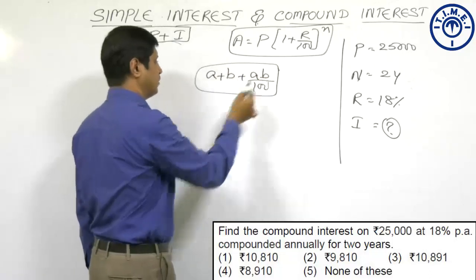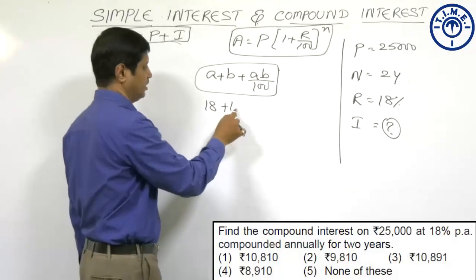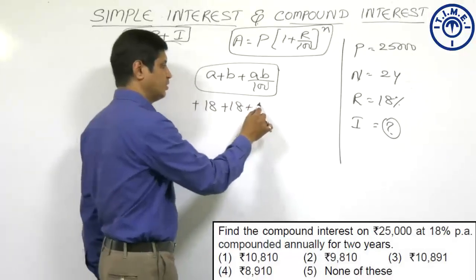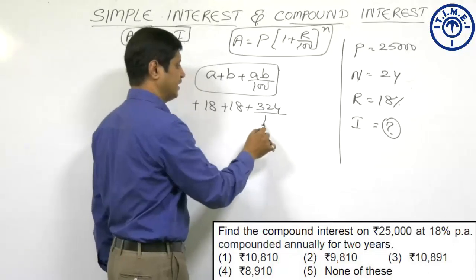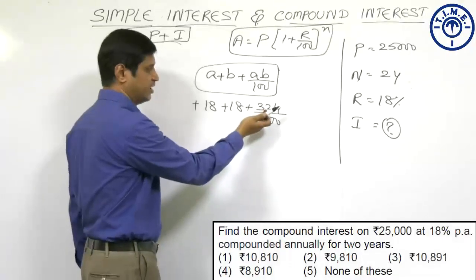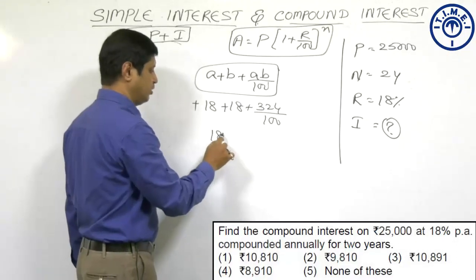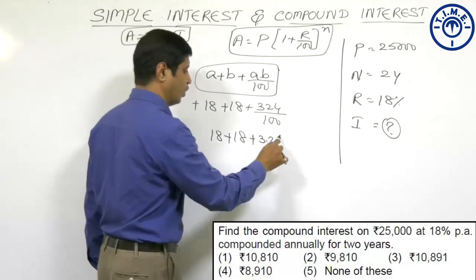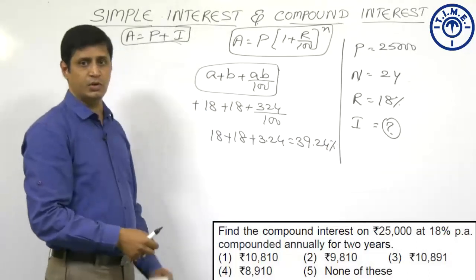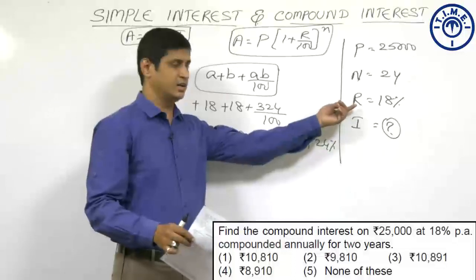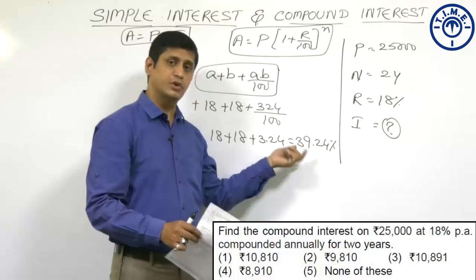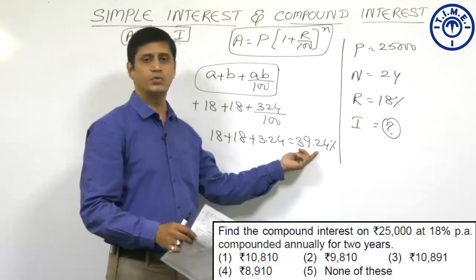So, what is A plus B plus AB by 100 means? A is 18%, B is also 18%, so 18 plus 18 plus 18 into 18, which is 324 by 100. So, 18 plus 18 is 36. Now, what is the value here? It is 3.24. So, 18 plus 18 plus 3.24 results in 39.24%. So, what is the effective rate of interest when it is invested under compound interest compounded annually? 18% for 2 years is equal to 39.24%.